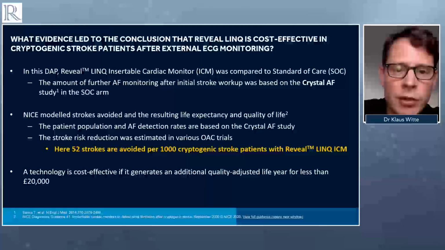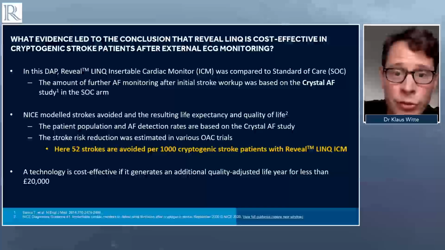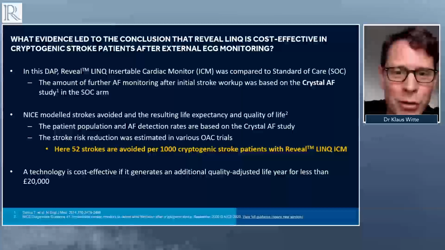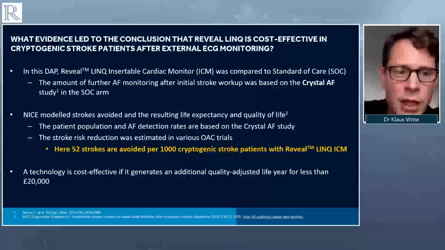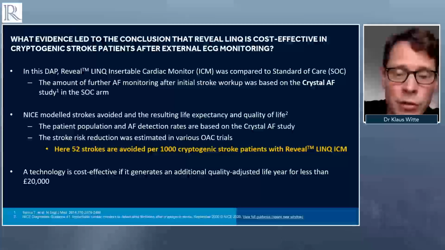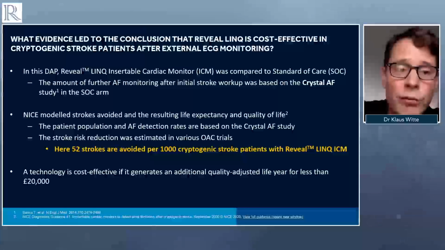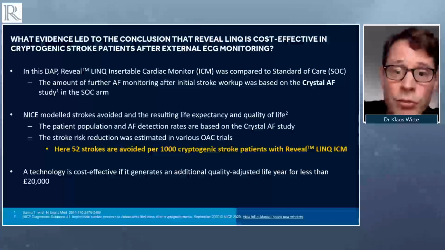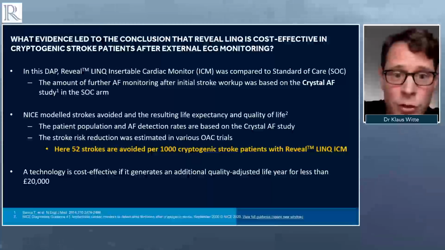NICE were guided largely by the results of a study that I think most people have heard of and know of in quite detail, because it really did change the world for many people dealing with patients with cryptogenic stroke. But their eventual assessment came out that they calculated that if you anticoagulated patients appropriately who have atrial fibrillation discovered following a cryptogenic stroke, you would avoid 52 strokes per 1,000 cryptogenic stroke patients.